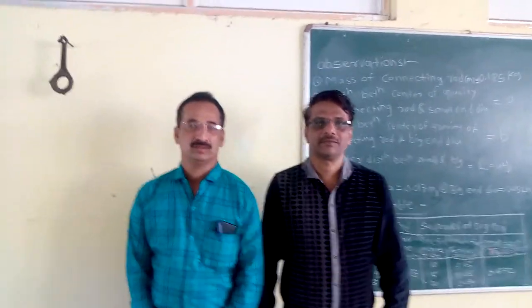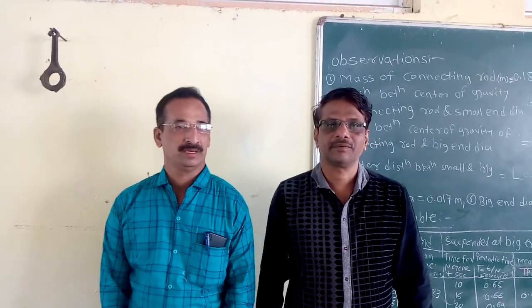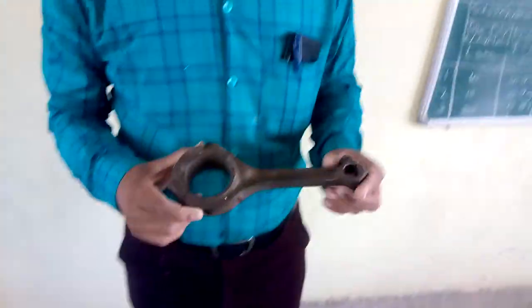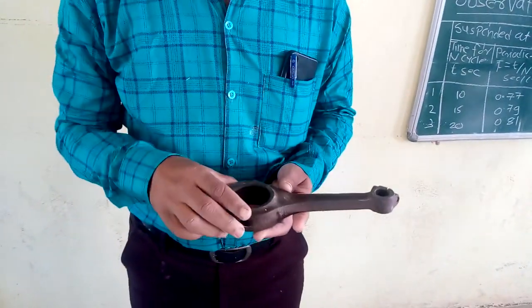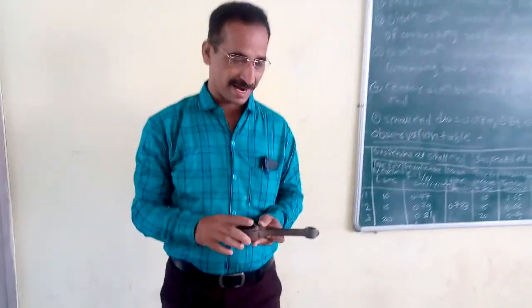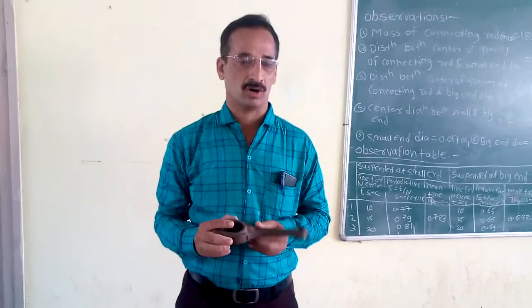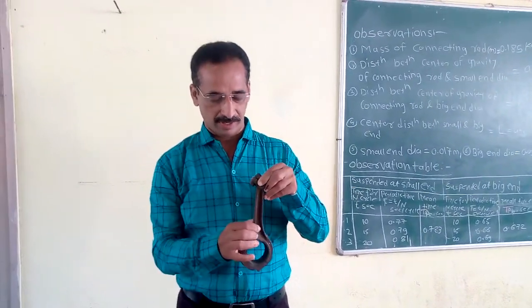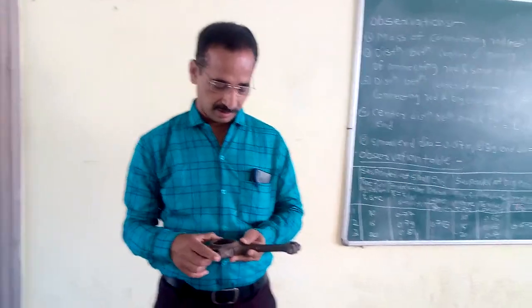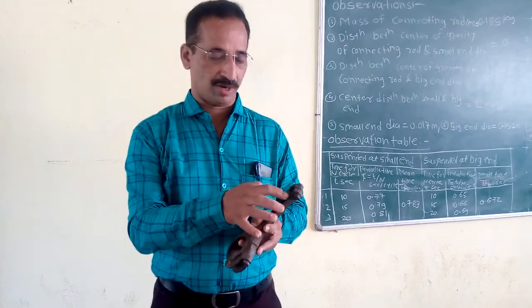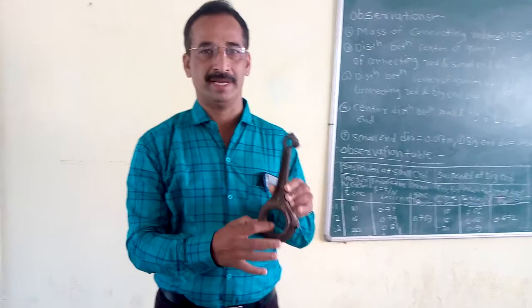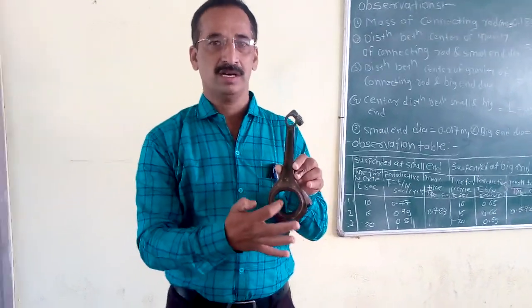Today we are going to demonstrate the experiment, determination of mass moment of inertia of connecting rod by using compound pendulum method. Generally, this is the connecting rod. This connecting rod is an irregular shaped body. Here there is no standard formula available for determining the radius of gyration or locating the CG, center of gravity, of the connecting rod. This is the small end and this is the big end.